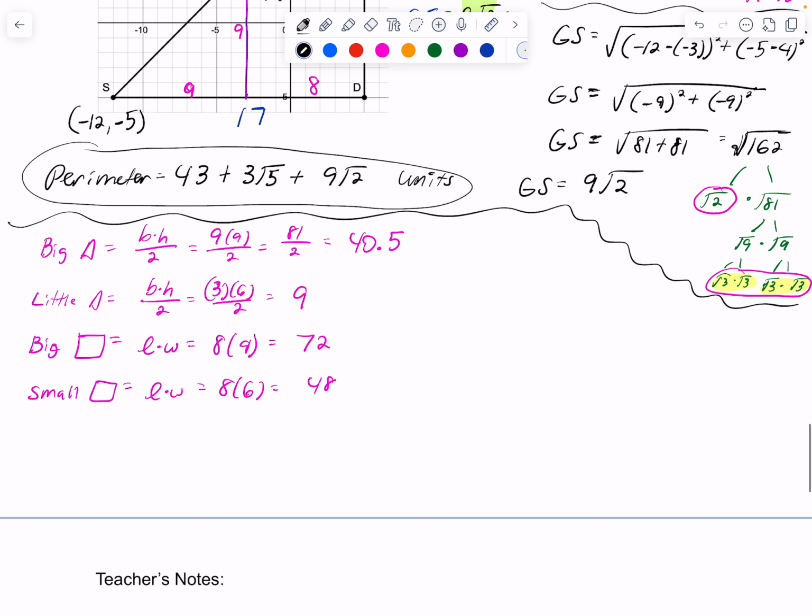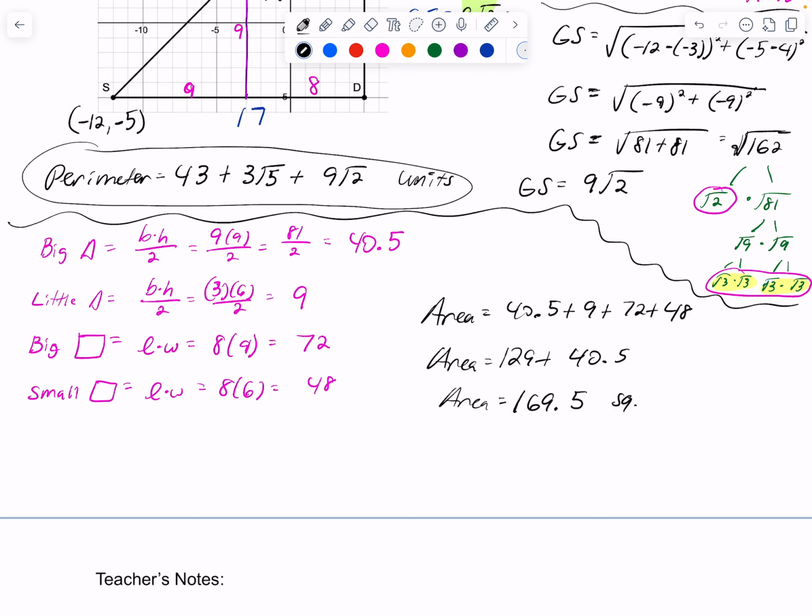So my area is going to be 40.5 plus 9 plus 72 plus 48. All right, let's see if we can do that in our head. I'm going to do 72 and 48 first, because 8 plus 2 is going to be 10, so that's going to be 120. 120 plus 9 is 129. So 129 plus 40 and a half. If it was 130, that'd be 170 and a half, so take away 1, so 169.5 square units. And that is the area.